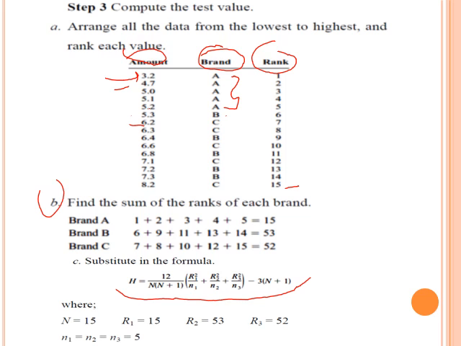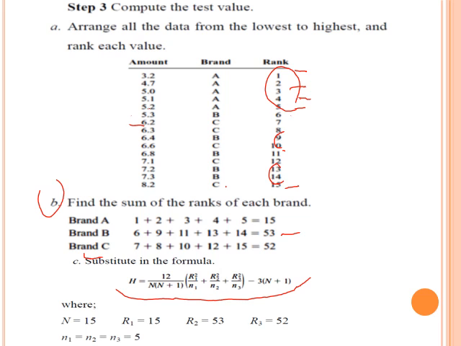Alone, I mean, we will look at the brands column and see what the ranks are for A. The sum of the ranks for A equals 1 plus 2 plus 3 plus 4 plus 5, which is 15. For brand B, the ranks are 6, 9, 11, 13 and 14. So for brand B, the sum of the ranks equals 53.